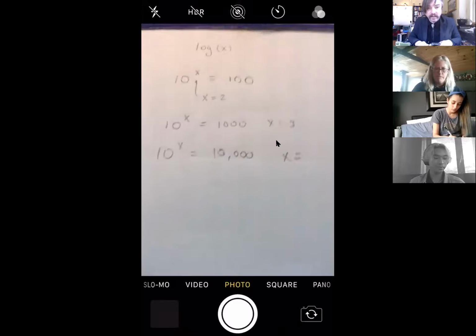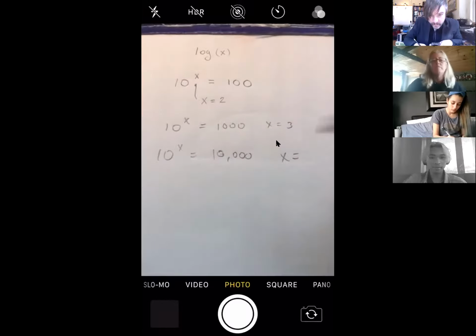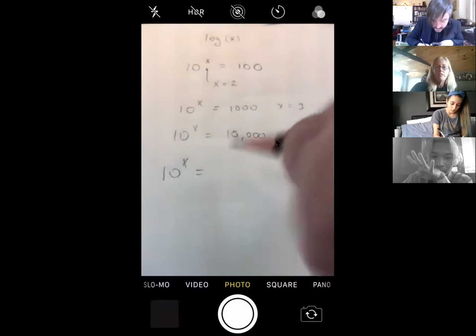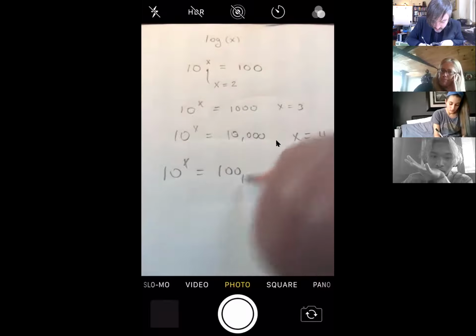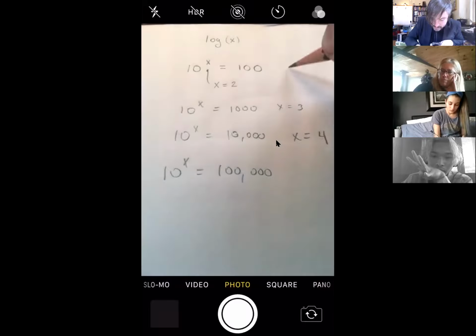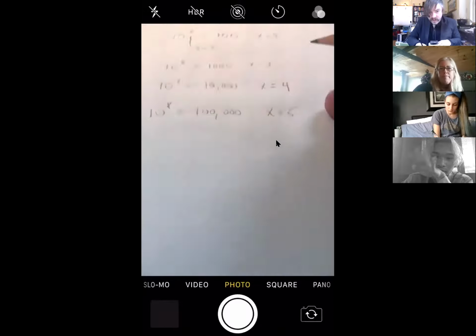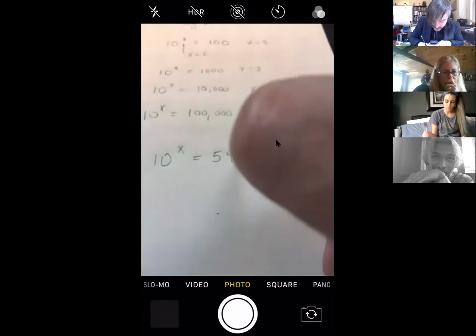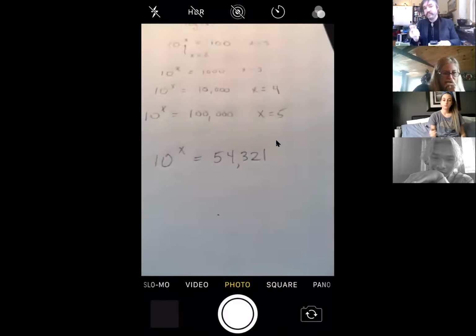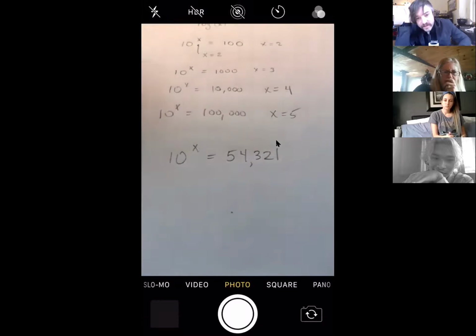And 10 to the x is 10,000. Keep going with me. Just play along. Play the game. 4. And 10 to the x is equal to 100,000. What's that? 5. Now, what if instead 10 to the power of x equaled 54321? What's x then?